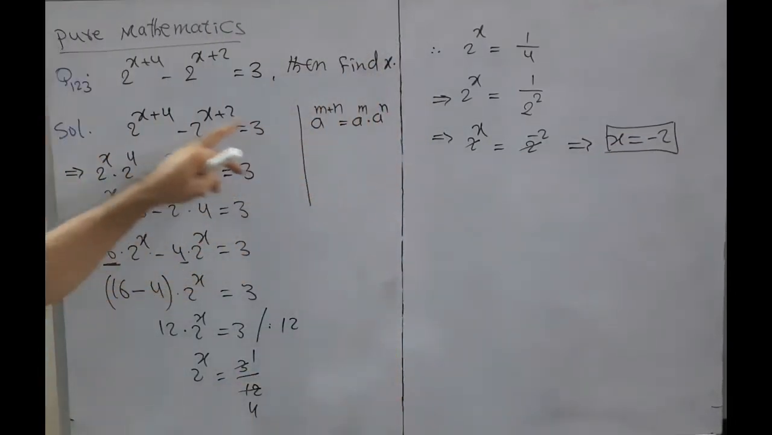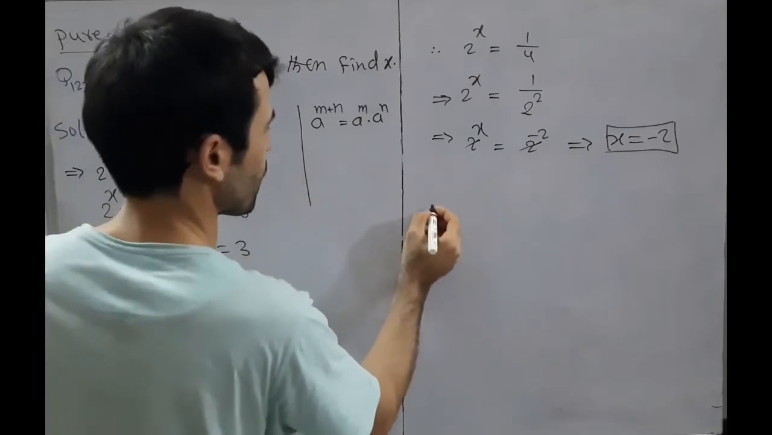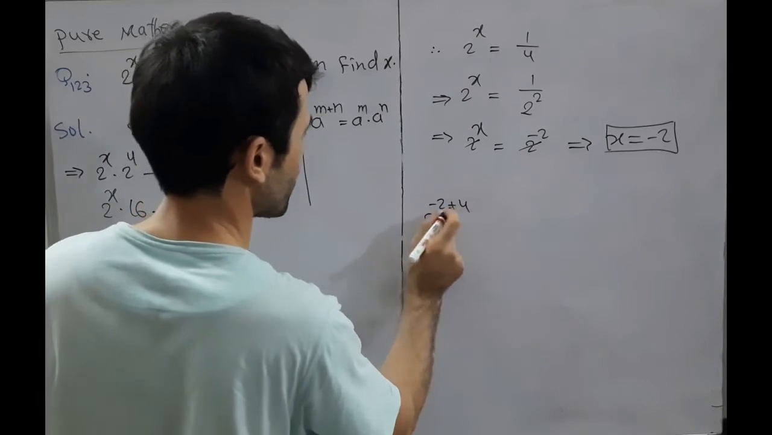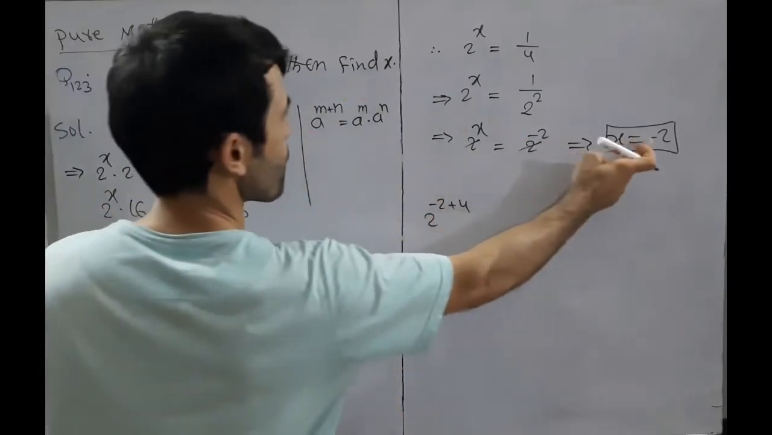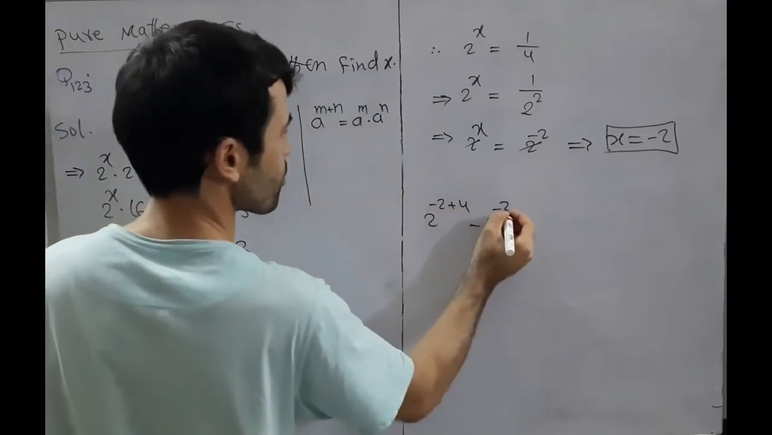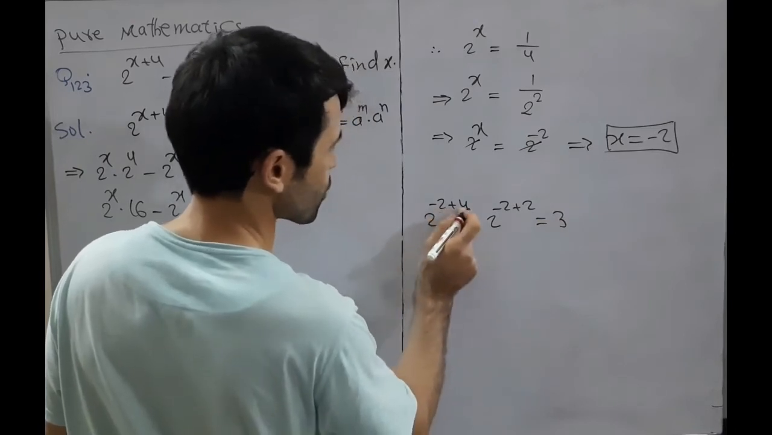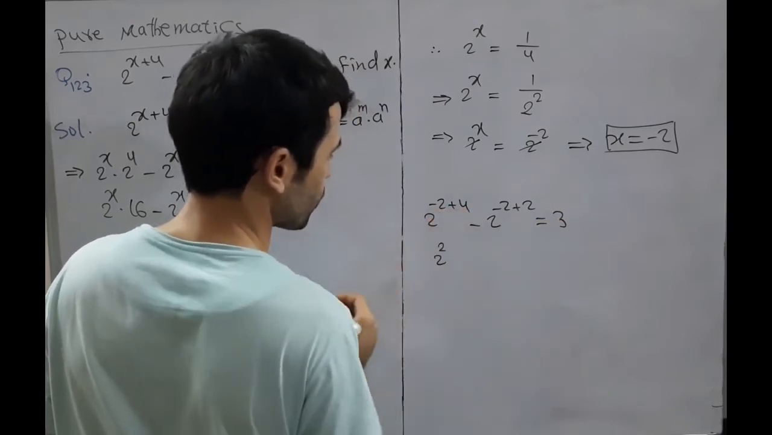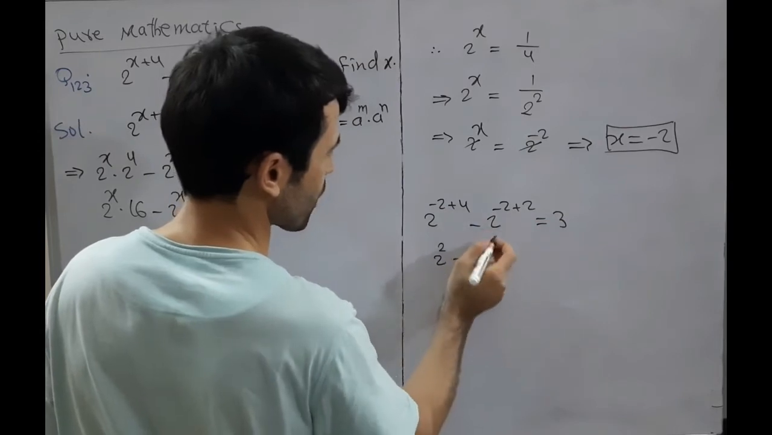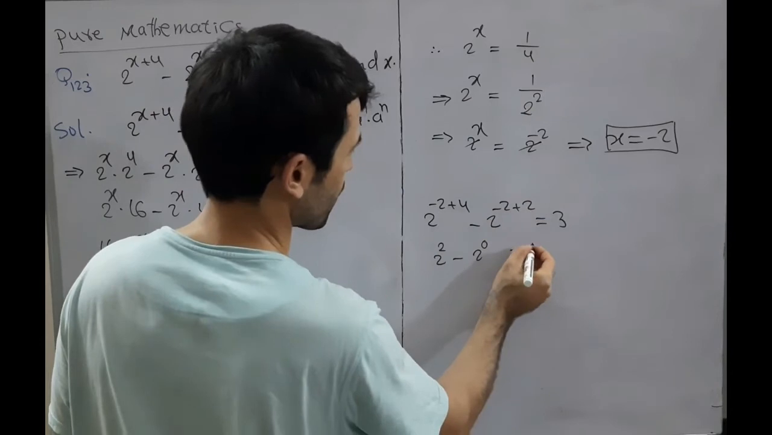Therefore if we put x is equal to minus 2 in this question, both sides will become equal. If we put 2 to the power minus 2 plus 4, instead of x we put minus 2, minus 2 to the power minus 2 plus 2 is equal to 3. 2 to the power minus 2 plus 4 is equal to 2 to the power 2, minus 2 to the power minus 2 plus 2, which is 2 to the power 0, is equal to 3.